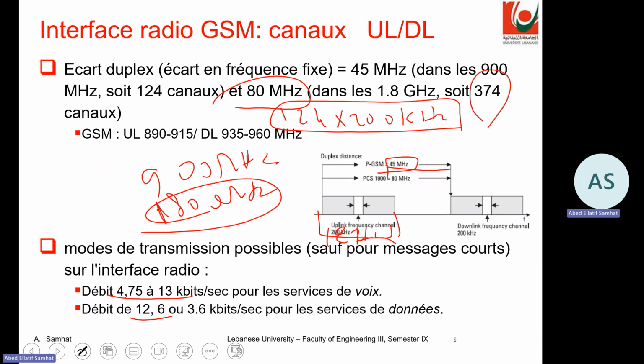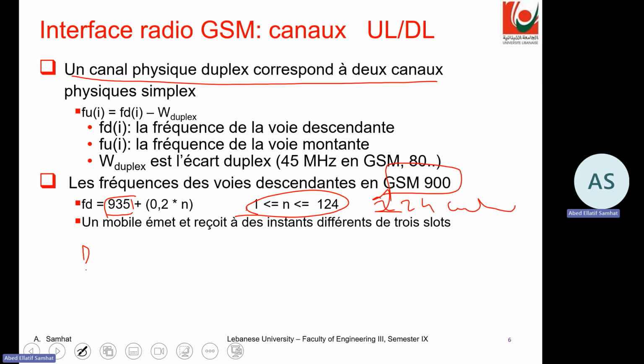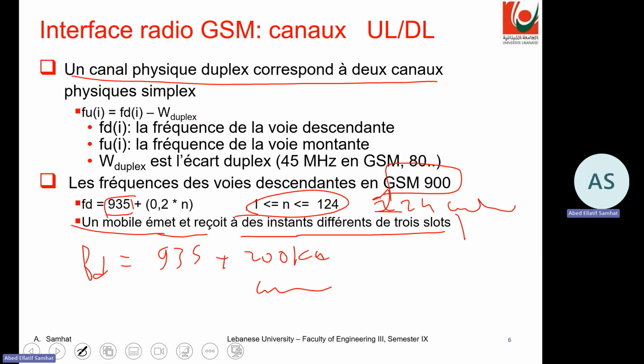If you remember, this is 935 megahertz. So FD will be 934 plus 200 kilohertz. And I will find also plus 400 and so on. So I know the frequency of each channel. And as we said, a mobile will send and receive at a different instant. So you have 3 time slots of time difference between the uplink and the downlink. This is a very important part.